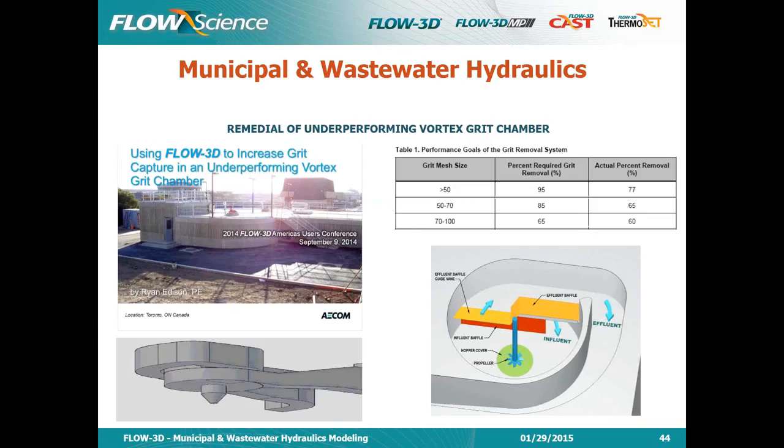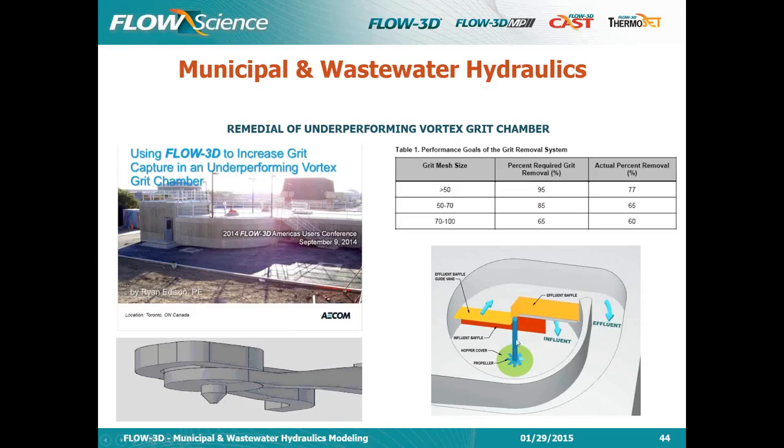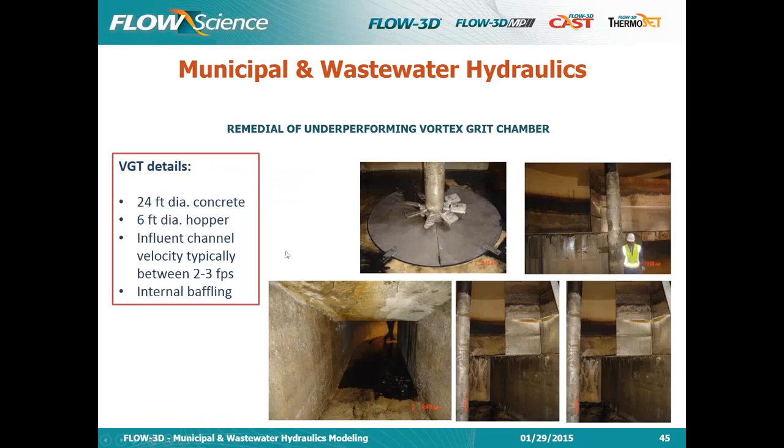And a first case was also by Ryan Edison from AECOM, and this was an underperforming vortex grit chamber. This is a presentation he gave last fall in Toronto at a user conference, and the problem here was that the chamber was just underperforming, badly underperforming, and so what could be done? So this is a remedial situation. Let me go back maybe. So we have the influent, it circulates around, goes out this way, and then the hopper down here captures the coarse grit. Okay, these are some pictures. It's a pretty big structure, 24 feet in diameter.